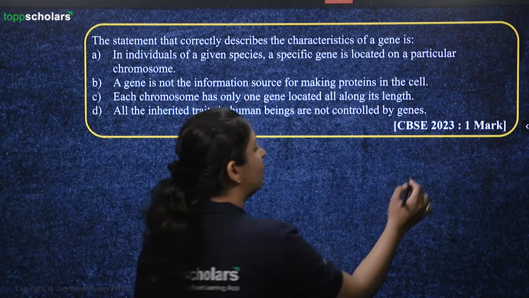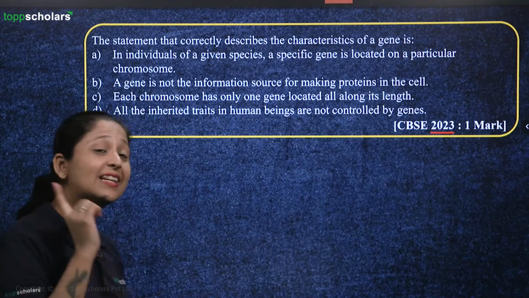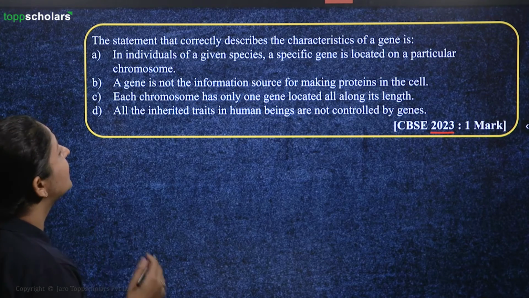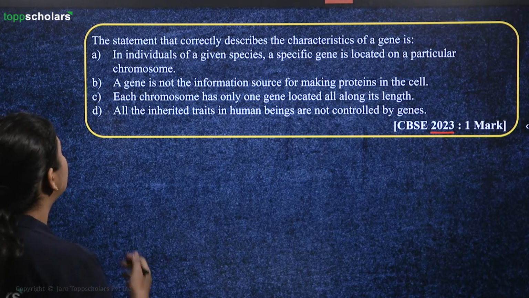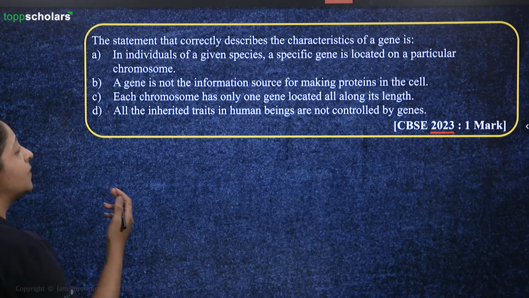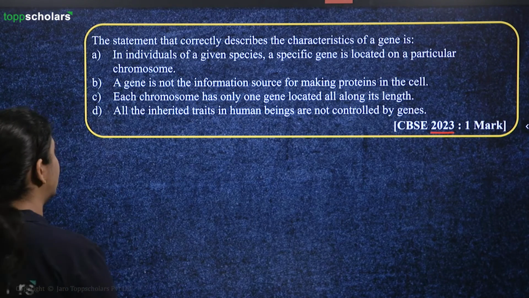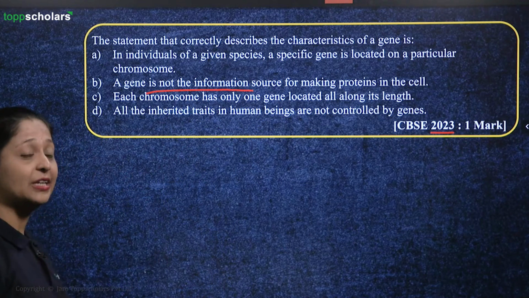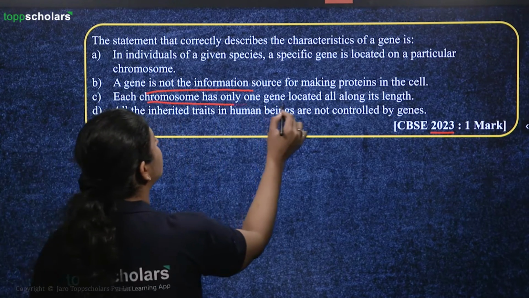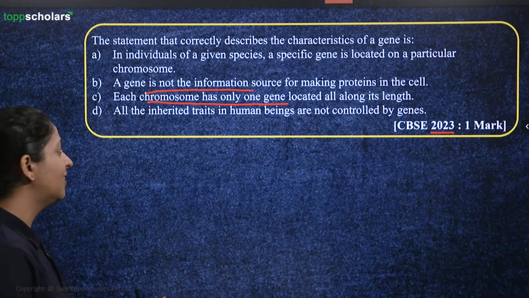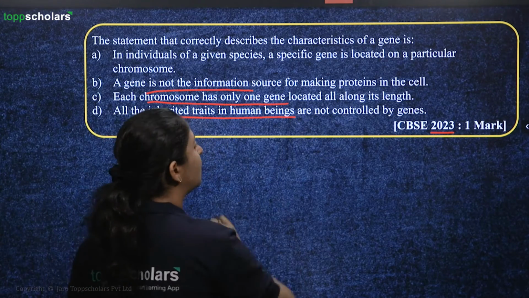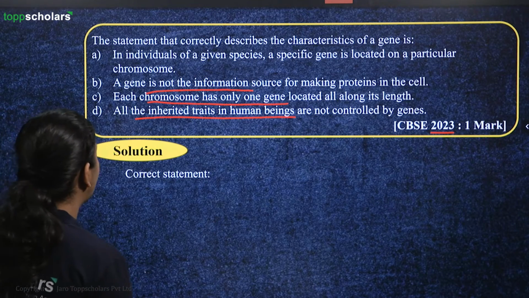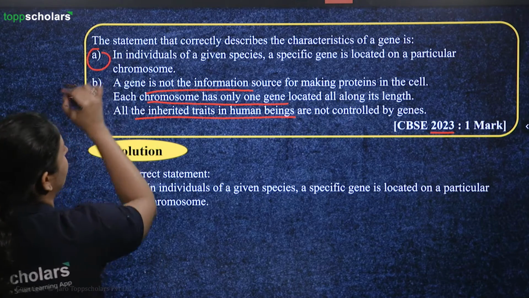Next question is again from the year 2023. It is a 1-mark question. You have to identify the statement that correctly describes the characteristic of a gene. An individual of a given species for a specific gene is located on a particular chromosome. A gene is not an information source for making proteins in the cell. Each chromosome has only 1 gene located along its length, and all the inherited traits in human beings are not controlled by the genes. So for the answer, students, we know that the correct statement is statement A, right?